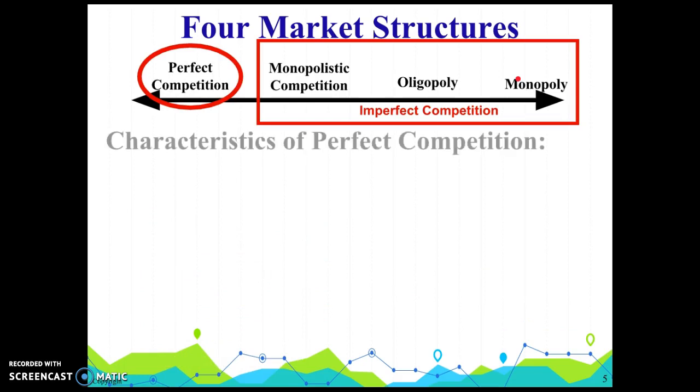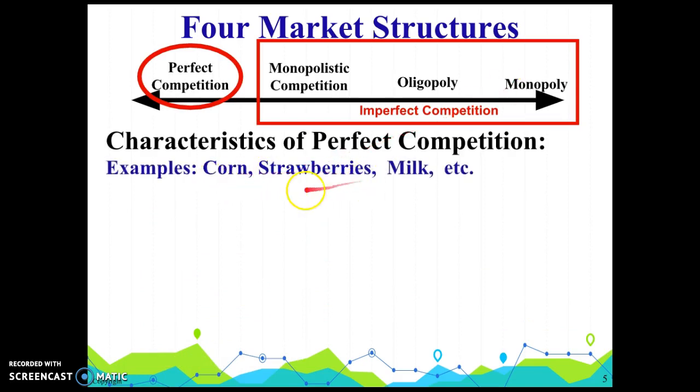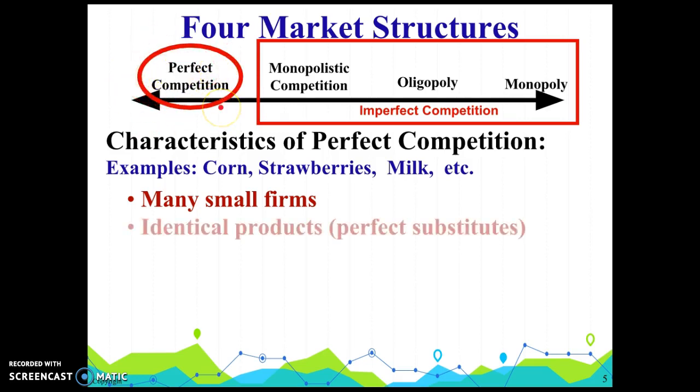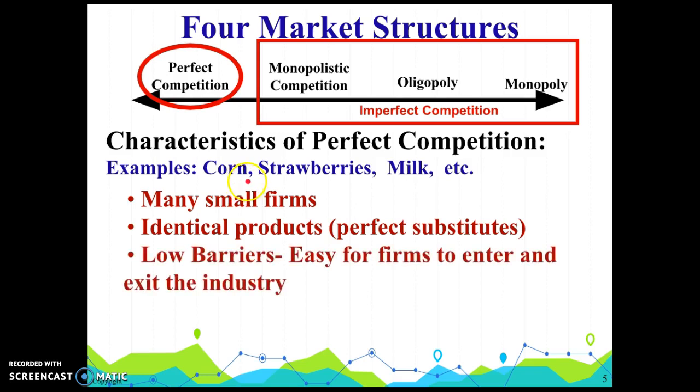So first, perfect competition. Perfect competition, these are some examples. Corn, strawberries, milk. They're all markets where there's many, many, many small firms, like thousands of firms competing for your business. They're all selling an identical product. In reality, the product might be a tiny bit different, right? But for our purposes in economic theory, we're going to assume each corn seller is selling the exact same type of corn. The consumers can't differentiate it in any way. It's exactly the same. Perfect substitutes.